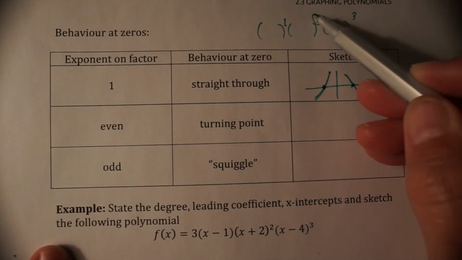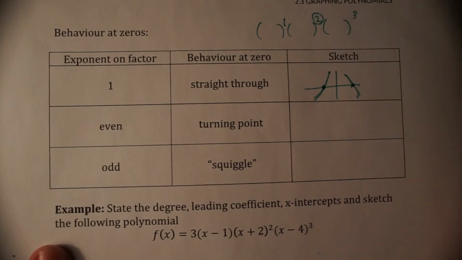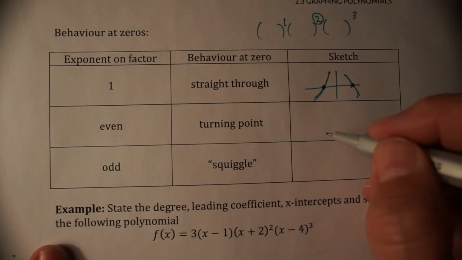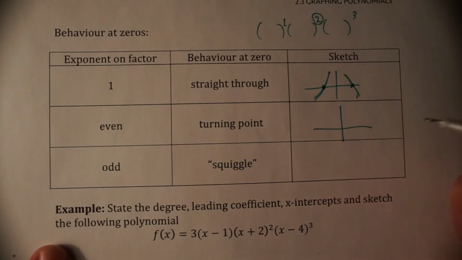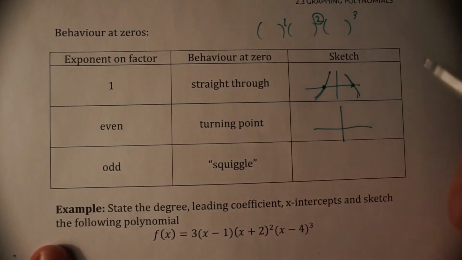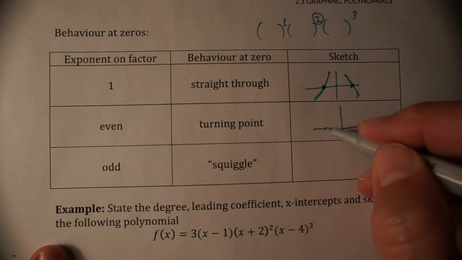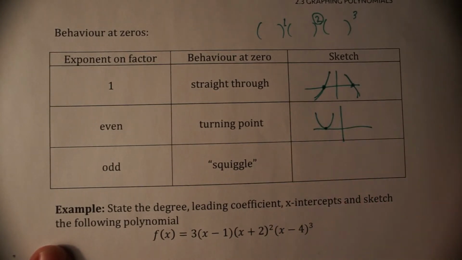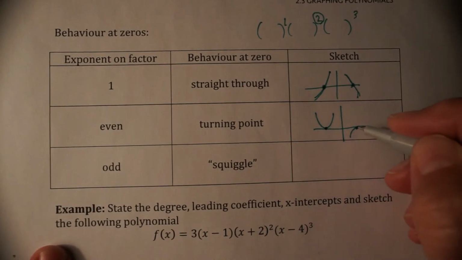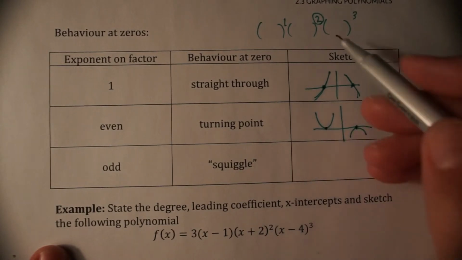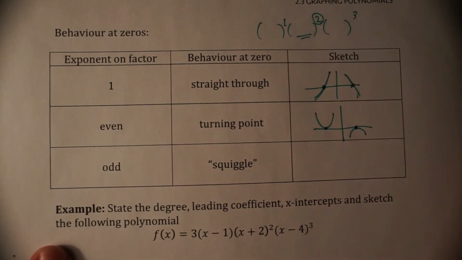If you have an even exponent on your factor, that is going to affect your 0. You're going to get a turning point right on your x-intercept. So it could look like this, or it could be going down. But the turning point is going to land right on the x-intercept from your factor.